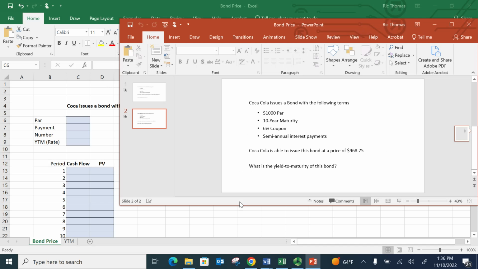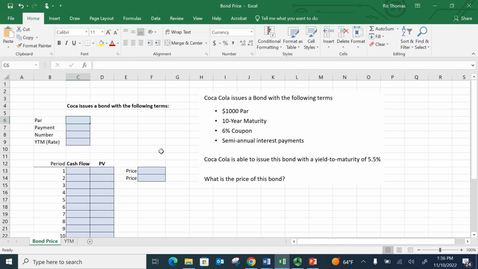Okay, so let's go ahead and work through this, and let's do this in Excel. So I've got the terms over there. Let's just type them all in here. And I'm going to do the longer method first, and then I'll show you a really easy method at the end. So par, $1,000.